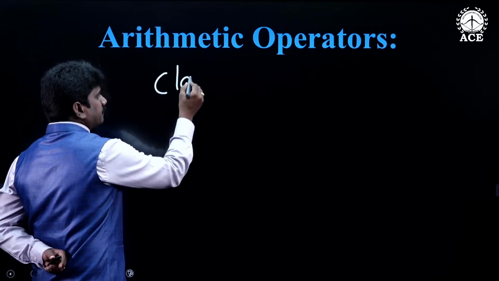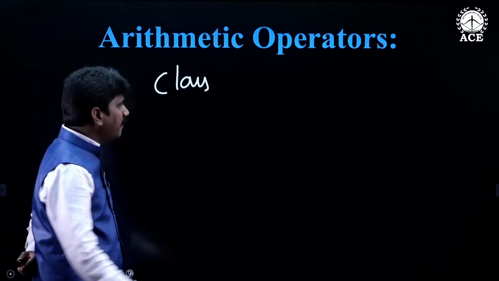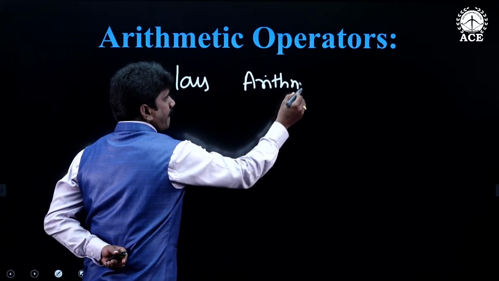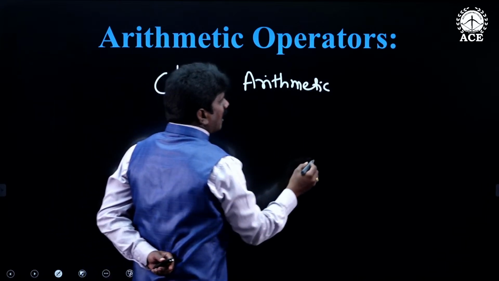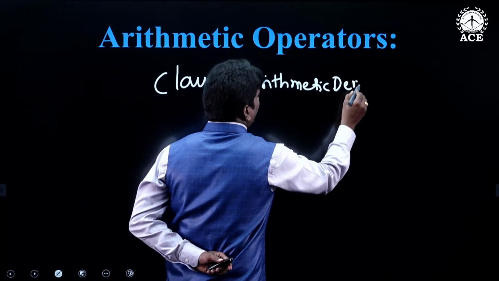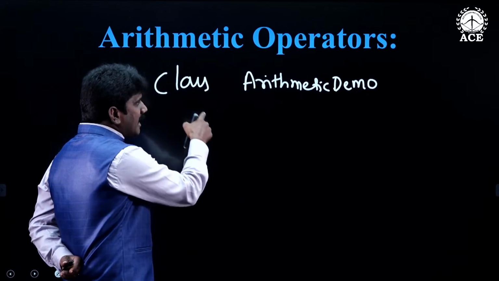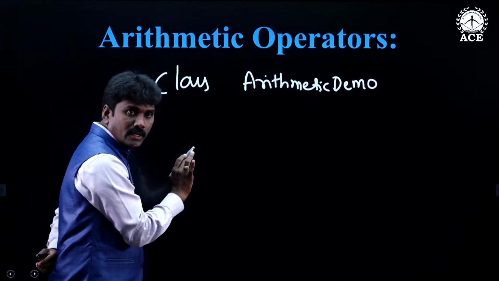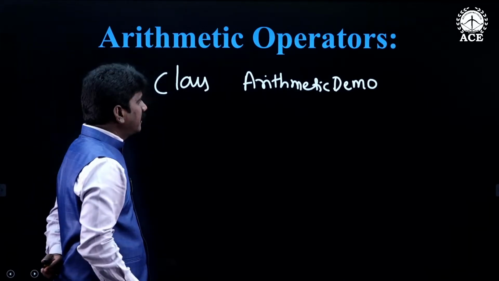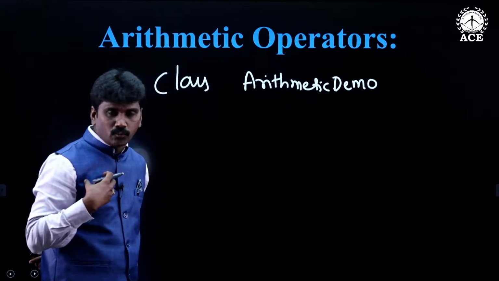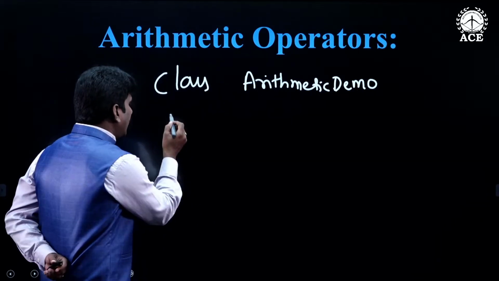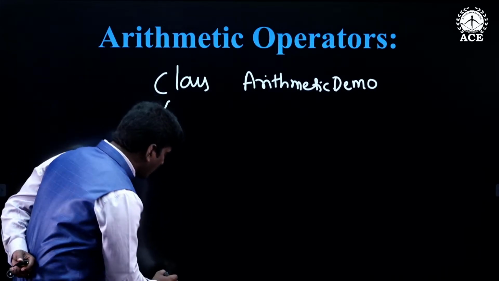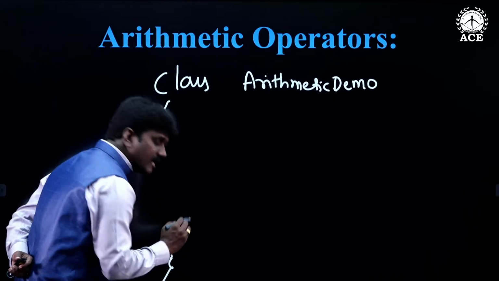Like a class name related to arithmetic operators demo. Let me take the name like this: class space ArithmeticDemo. Here class is a keyword, we have to use all lowercase, and then the class name is our choice, we can take any name. Then it contains some scope, it starts with the opening brace and is closed with the closing brace like this.